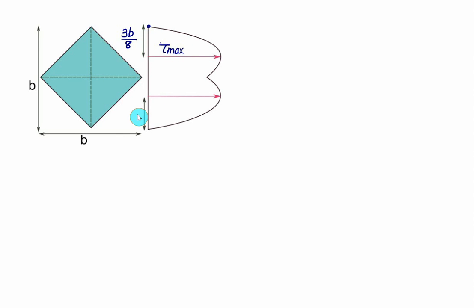Because of symmetry, this distance is also equal to 3b by 8, and the corresponding value will represent here the maximum shear. And at the neutral axis here, the shear stress has decreased. So this one is representing the shear stress at the neutral axis. Shape you have to remember for rectangular section, triangular section, circular section, T section, symmetrical I section.